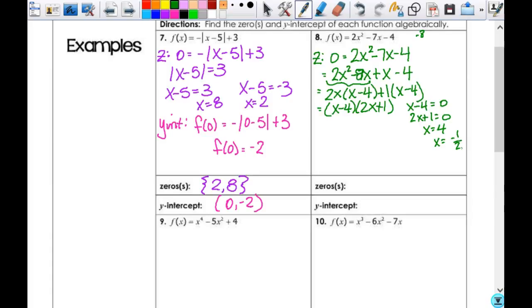All right, and then I write that in my little squiggly brackets here, negative 1/2, 4. Then I have to find my y-intercept. So f of 0 equals 2 times 0 squared minus 7 times 0 minus 4. So that's pretty easy, right? What's that going to give me? Negative 4. f of 0 equals negative 4, which is (0, -4). Okay? Questions? All right.